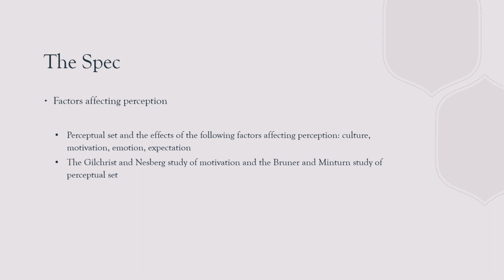Of course, you still need to know about Gibson and Gregory. Those are theories. You still need to know what those are and evaluate them. But these are the two studies that are mentioned on the spec. What we'll do is look at a study for each of those factors of culture, motivation, emotion, and expectation. So we'll look at four studies, but it's good for you to know that the only two that you can be asked direct questions on are the Gilchrist and Nesberg study of motivation and the Bruner and Minturn study of perceptual set expectation. So let's get into it.